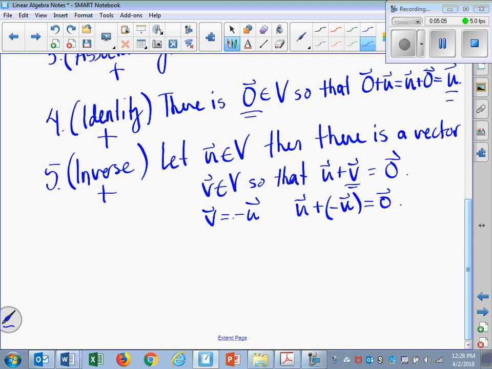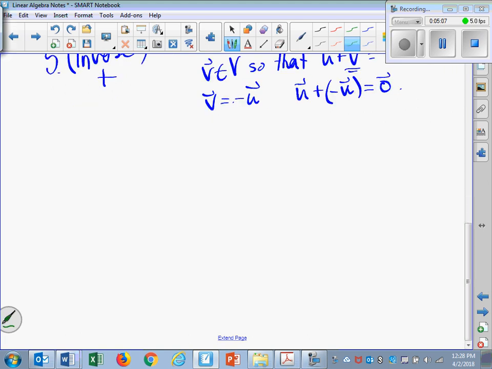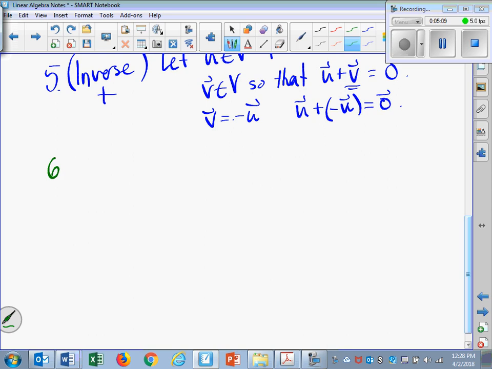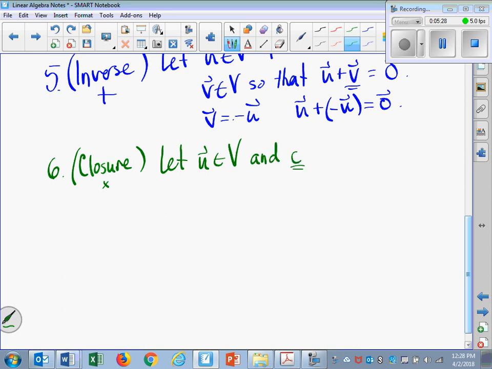Okay, well, there are 5 more properties. These are scalar multiplication properties. The first one is closure. And I'm going to say for multiplication, I'm going to put a little times sign down there. So we'll say let u be in the vector space V, and we'll let c be any scalar.